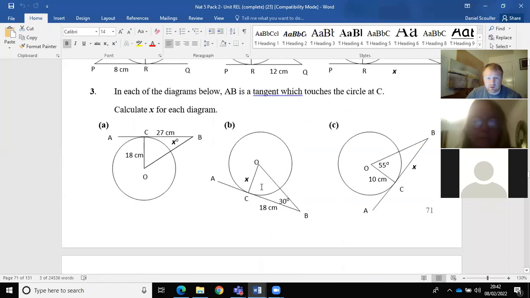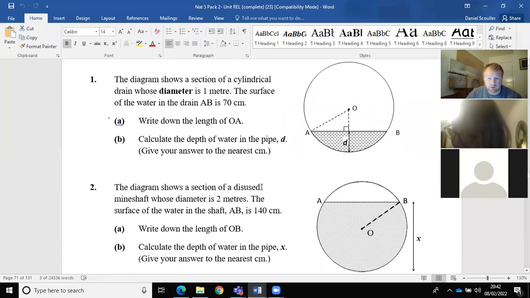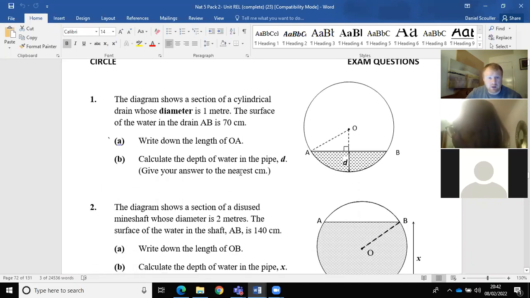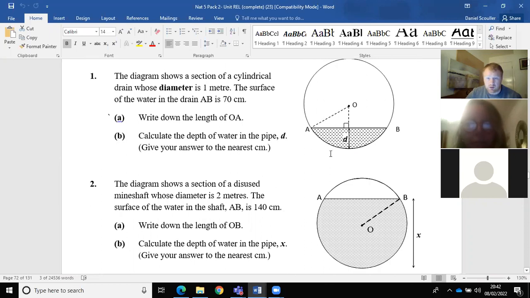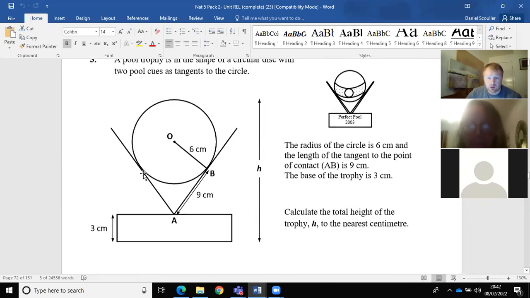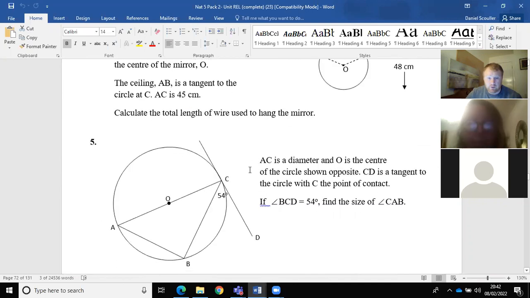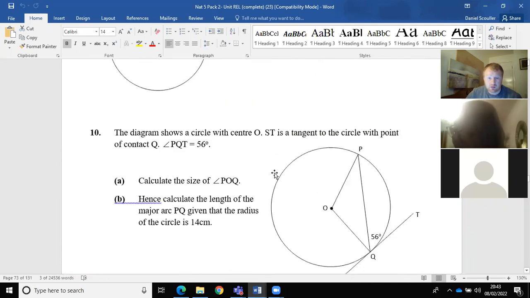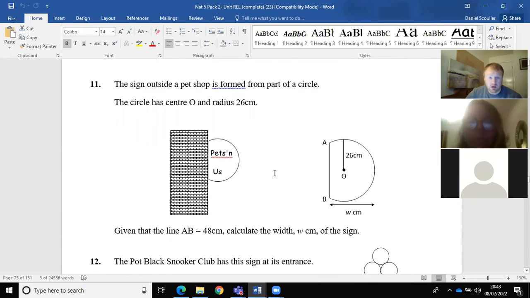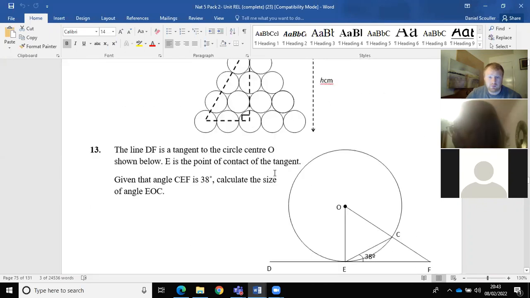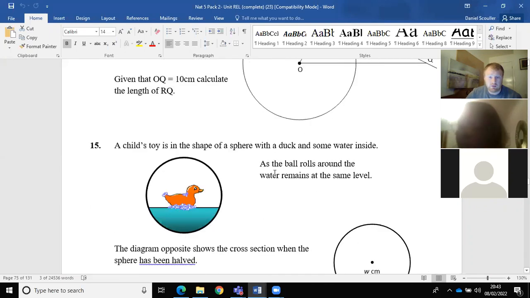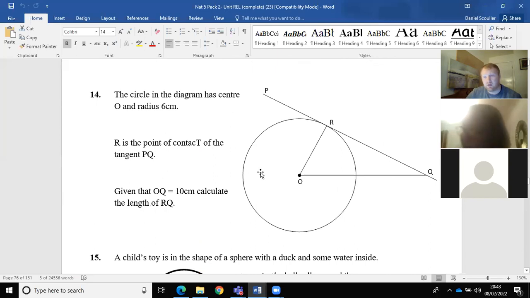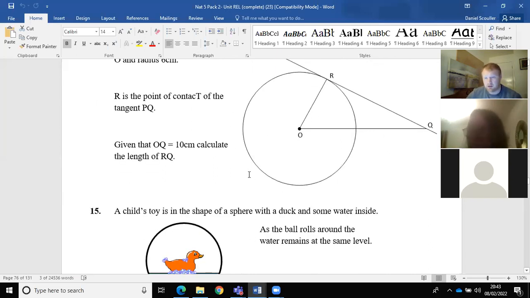Page 71, ignore. Do that first thing on Thursday. And then from 72, you're into exam type questions. Okay, so question 1 is a chord question. Question 2 is chords. 3, ignore. 4, ignore. 5, ignore. 6 is a chord. So 1, 2, 6, 11, 12, and 15. 1, 2, 6, 11, 12, 15 are chord questions. The rest we've not looked at yet.